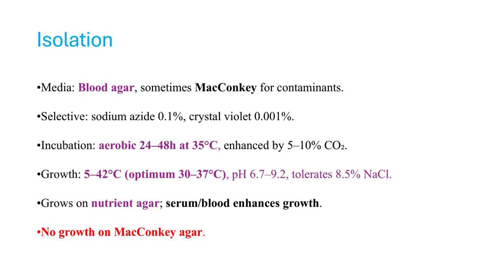Erysipelothrix is isolated primarily on blood agar, with selective media containing sodium azide and crystal violet. Plates are incubated aerobically at 35 degrees Celsius for 24 to 48 hours, with carbon dioxide enhancing growth. The organism grows between 5 and 42 degrees Celsius, tolerates alkaline pH, and survives in high salt concentrations, but does not grow on MacConkey agar.